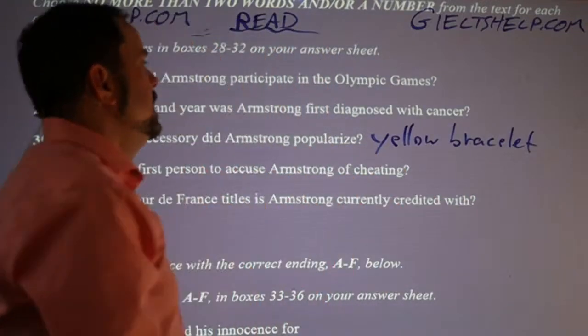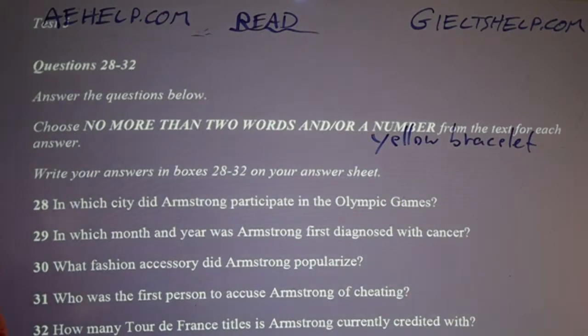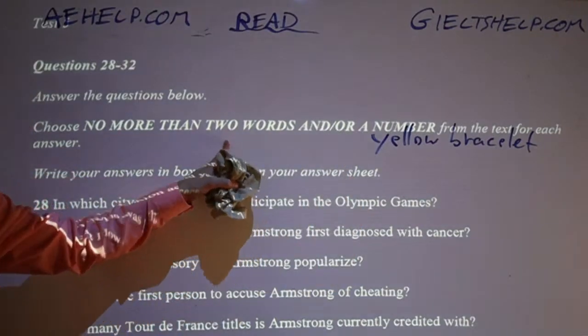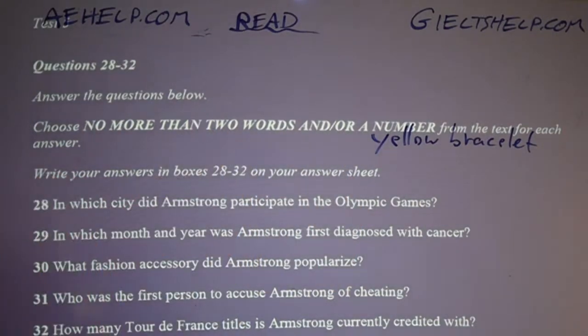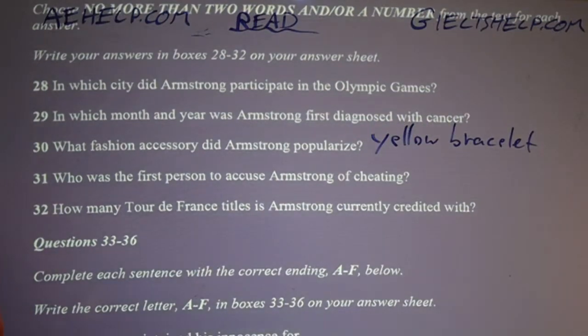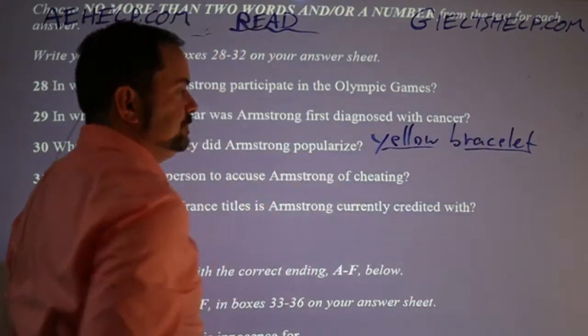Okay? And they said a little yellow bracelet, but I don't want to include the word little because it says no more than 2 words and or a number. So here it's just 2 words, okay? So little yellow bracelet would be 3 words, so I have to just keep yellow bracelet.